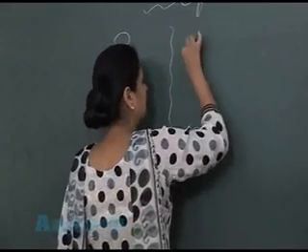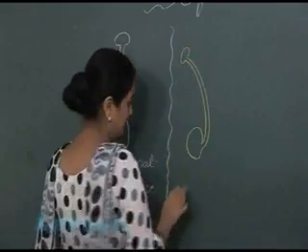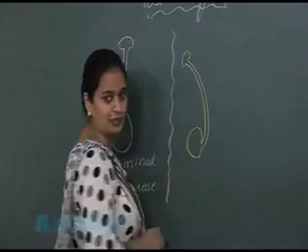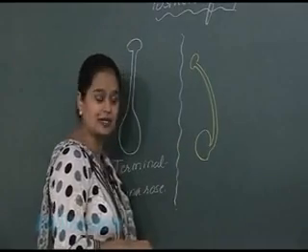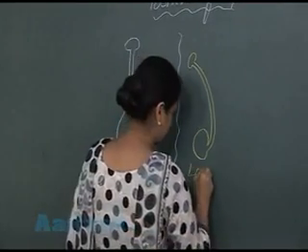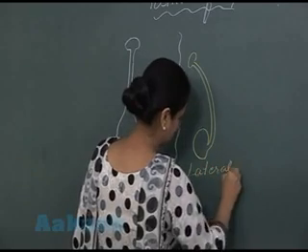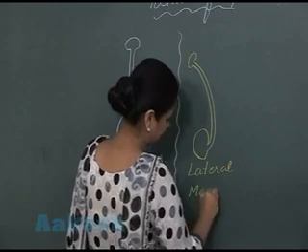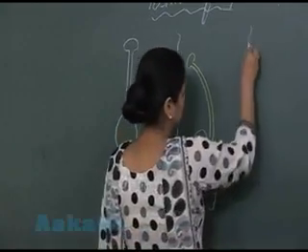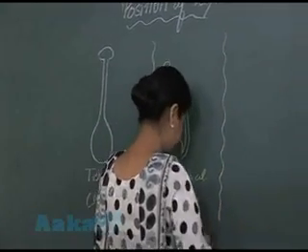So in the second condition you can see here that the style is arising from the side of ovary. This is lateral style. Lateral style, it is present in mango. Next one.